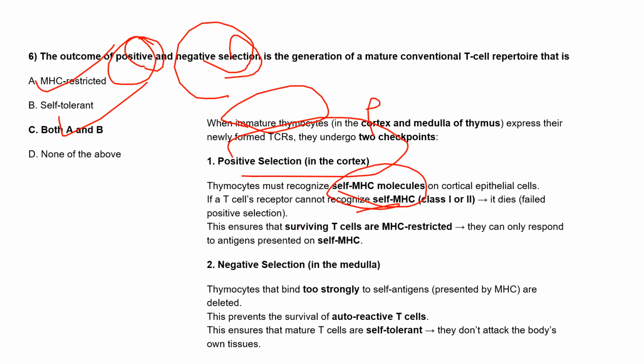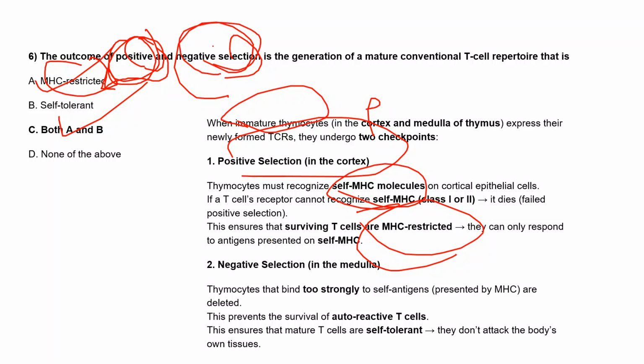So that process is MHC restricted, right? This ensures that the surviving T cells are MHC restricted. MHC restricted means they are able to recognize this self MHC, so they are restricted to this major histocompatibility complex. They can only respond to antigen presented on the self MHC, right? So this kind of selection, the positive selection, is important for MHC restriction during the generation of these mature T cells.